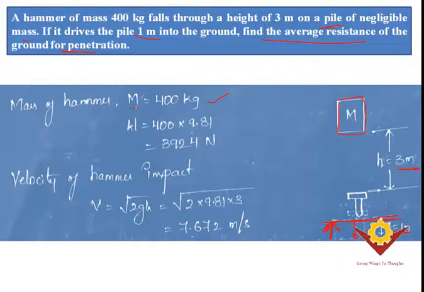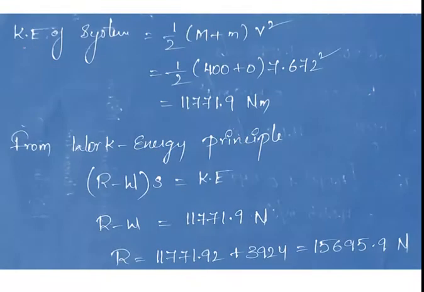Convert this mass into weight, which is into g, 9.81. You can convert that from kg into newtons. That means mass into g. And now the velocity of the hammer impact when it is falling from a certain distance will be the square root of 2gh. And what is your height? 3 meters. If you substitute that, you are going to get the velocity as 7.672 meters per second. And now what is the kinetic energy of the system?